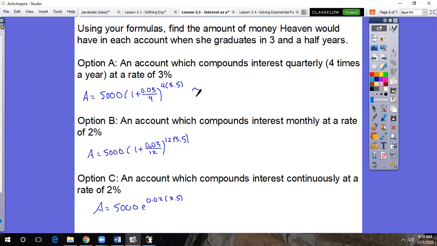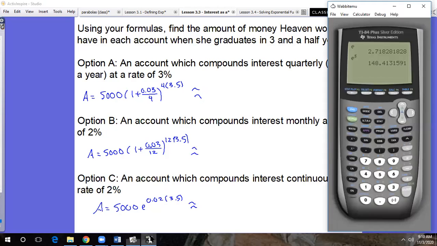We're going to figure out what each one of these is approximately equal to. The reason I'm doing this, typically I don't do just these calculations in the video, but I want to make sure that we know how to use the calculator, specifically with E.